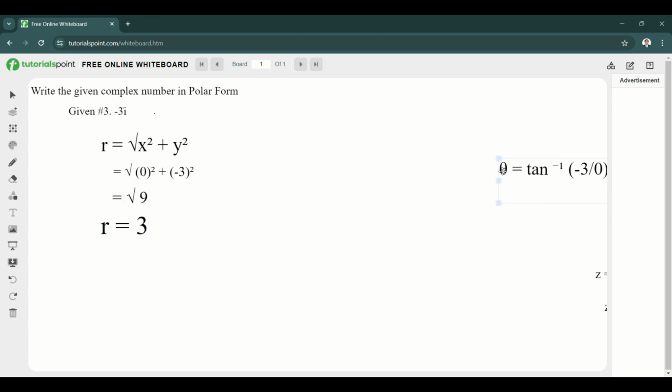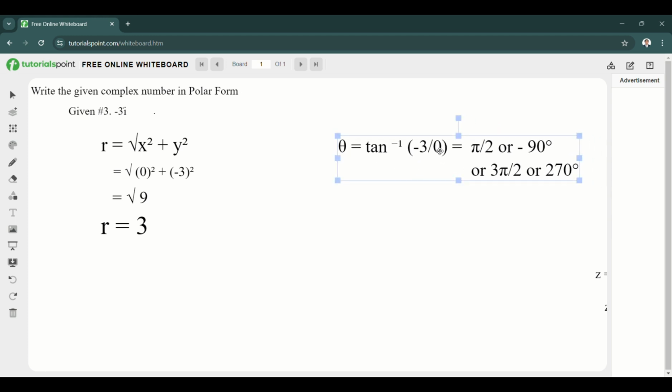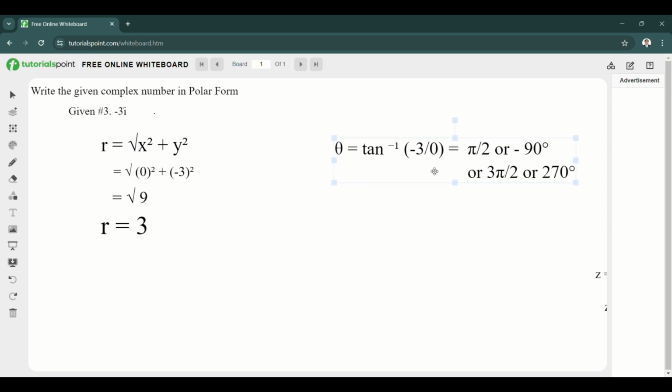The next step is to find the theta, where the theta now is the arctangent of negative 3 over 0. Negative 3 over 0 has a property because as x approaches negative infinity, arctangent approaches negative pi over 2 or negative 90 degrees. Because when we graph this, the negative 3 is lying on the negative y line in the Cartesian plane. So negative 90 degrees is also equivalent to 3 pi over 2 or 270 degrees.